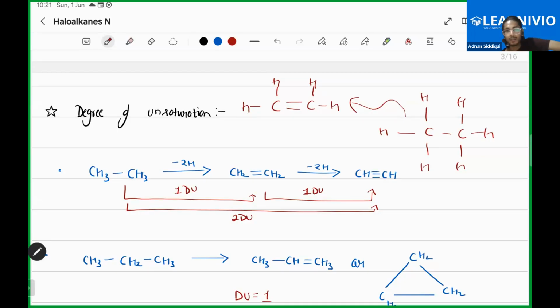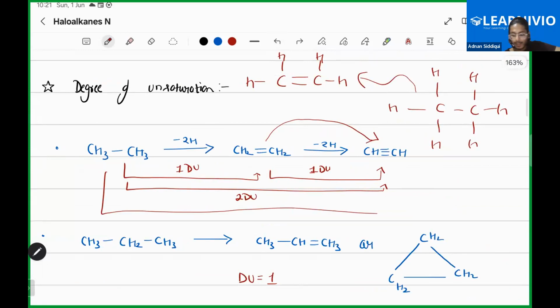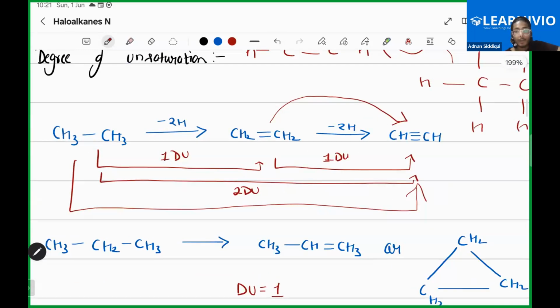Now, if we are losing two hydrogens, then the degree of unsaturation will be 1. If I look at this specific example, from here to here, we have lost two hydrogens. So the degree of unsaturation is 1. Now, alkene to alkyne. From alkene to alkyne, how many hydrogens are we again losing? Two hydrogens. So from here to here, again, the degree of unsaturation is one.